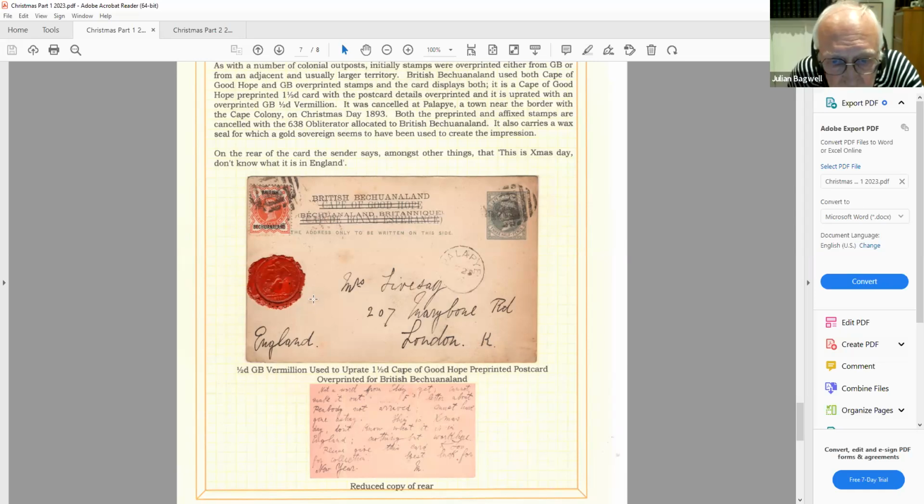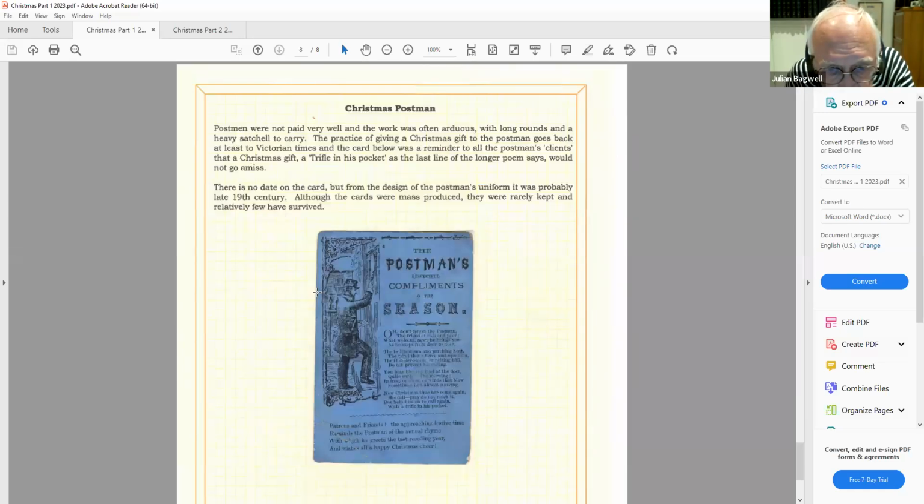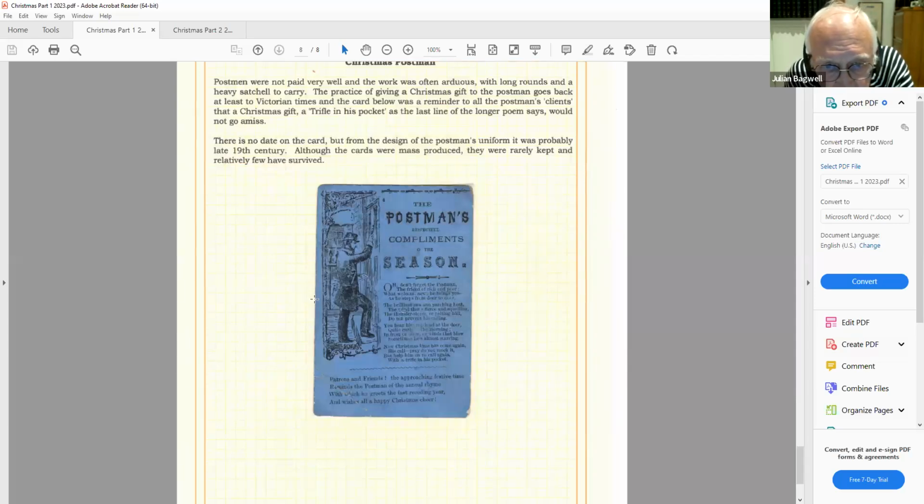And the last item in this little bit on Christmas as a theme is a little card from the postman, basically rather nicely saying, give us a tip, Gov. It's not dated. These were very common at the time, but quite hard to find. There were many of them produced, but I think most of them were basically thrown away. But from the uniform, it seems to be the late Victorian period.